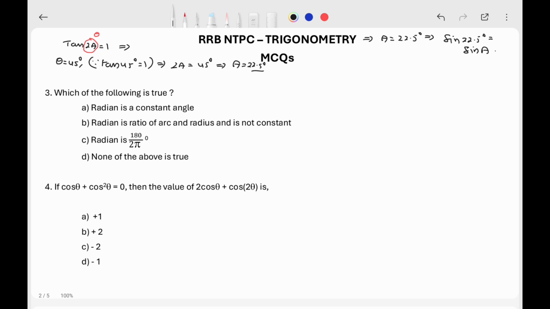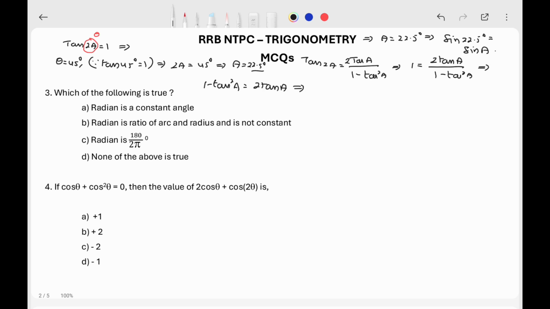Now, from the basics, what is tan 2a? Tan 2a is equal to 2 tan a by 1 minus tan square a, which implies tan 2a is 1. So 1 is equal to 2 tan a divided by 1 minus tan square a. That implies, by cross multiplication, 1 minus tan square a is equal to 2 tan a.